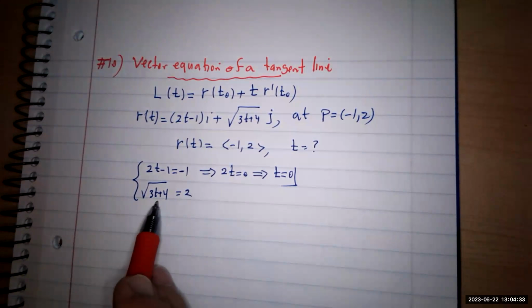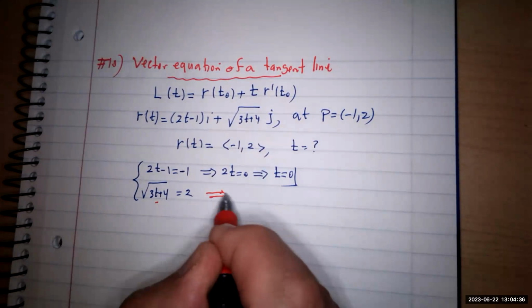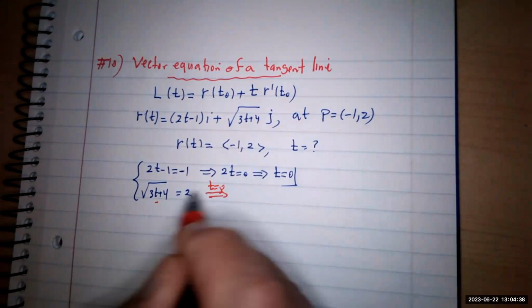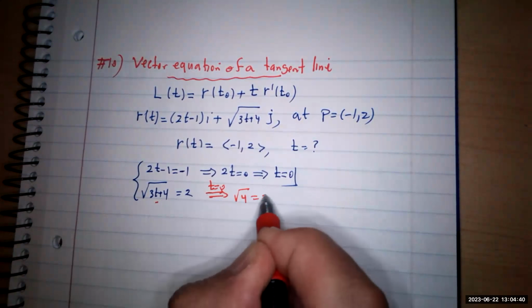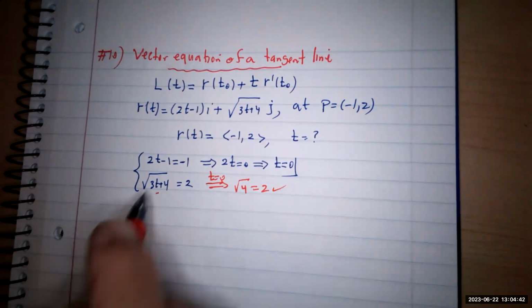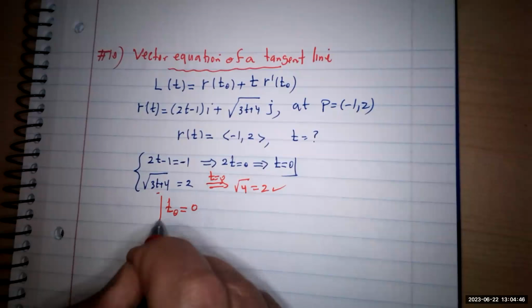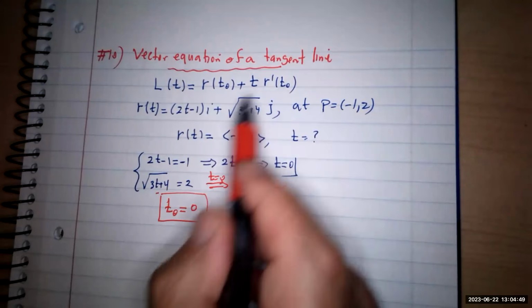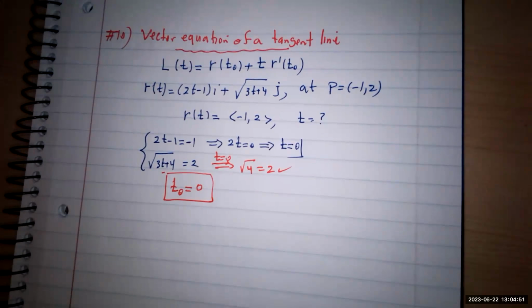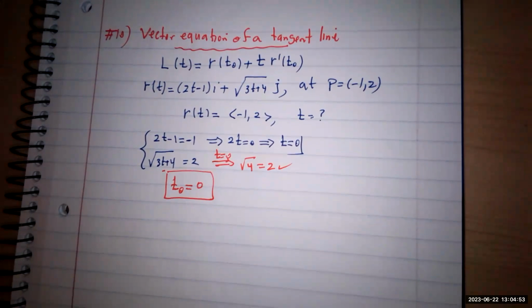So you check it here. If you put t equal to 0, that gives the square root of 4 equal to 2, which is correct. So your t0 is 0, because you want to use this formula. Any question? So that's it.